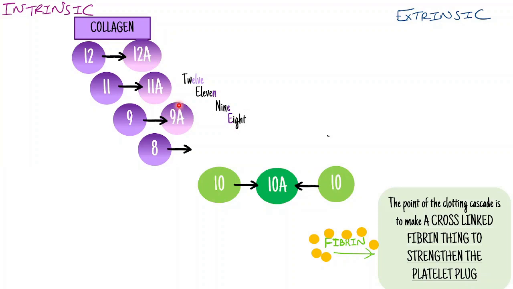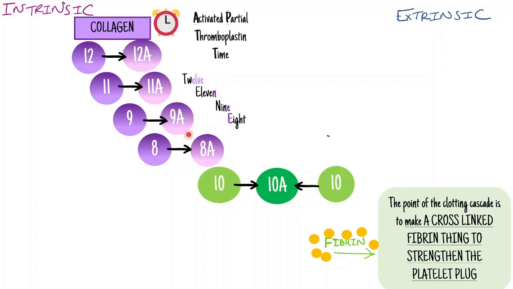8 is going to be converted to what? I've forgotten. 8A. Okay, and finally 8A will come along to factor 10, which is floating in your blood, and activate it into factor 10A. So it's not too bad so far, but don't worry, it gets worse. This intrinsic pathway is measured. The time that it takes from collagen being exposed to factor 12 all the way to making fibrin is called the activated partial thromboplastin time, abbreviated as APTT. That's an important one to know.